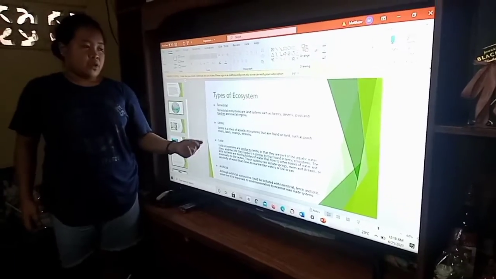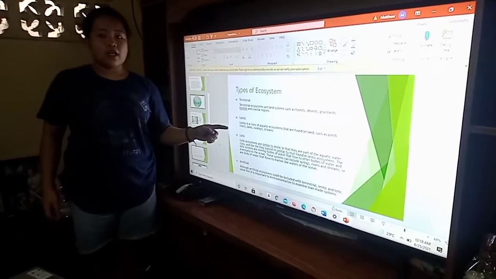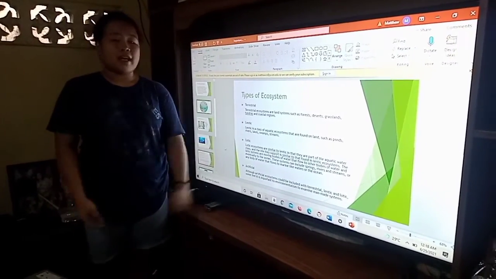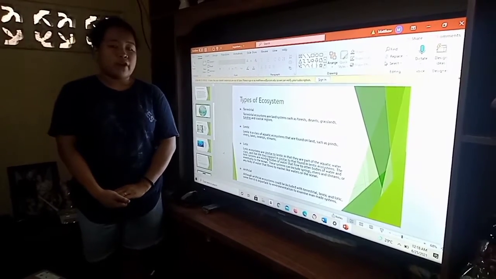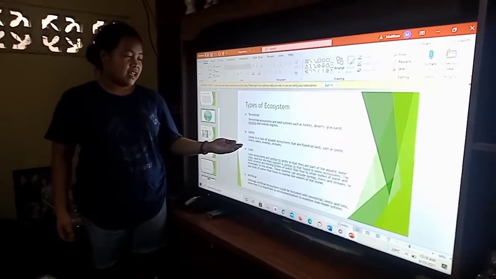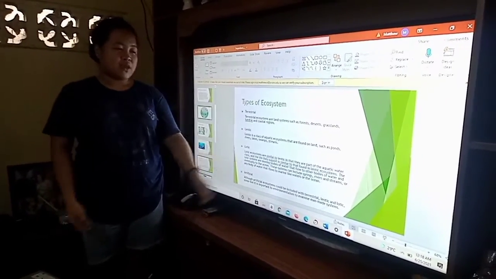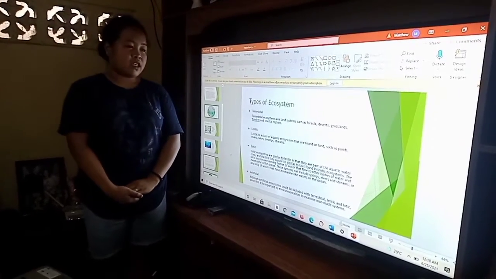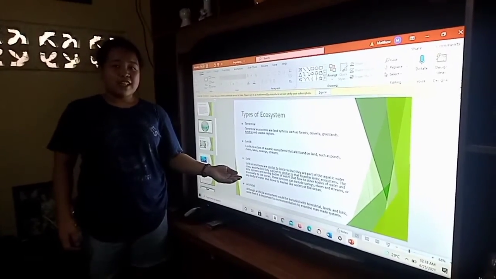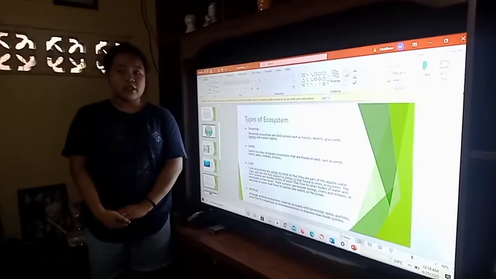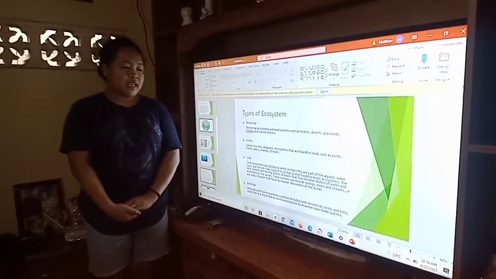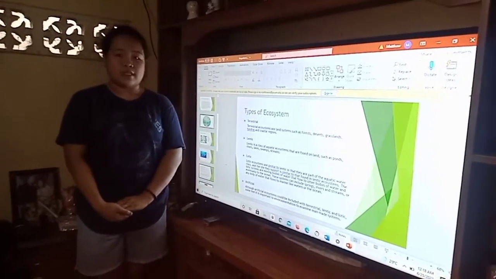And we have types of ecosystem. We have terrestrial, lentic, lotic, and artificial. Terrestrial ecosystems are land systems such as forests, deserts, grassland, tundras, and coastal regions. Lentic is a class of aquatic ecosystem that are found on land, such as ponds, lakes, swamps, and streams. Lotic ecosystems are similar to lentic in that they are part of the aquatic water class, and the life they support is similar to that found in lentic ecosystems.